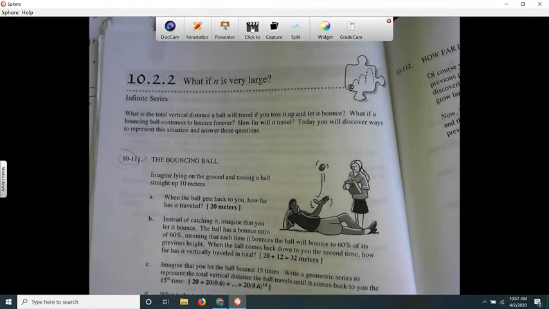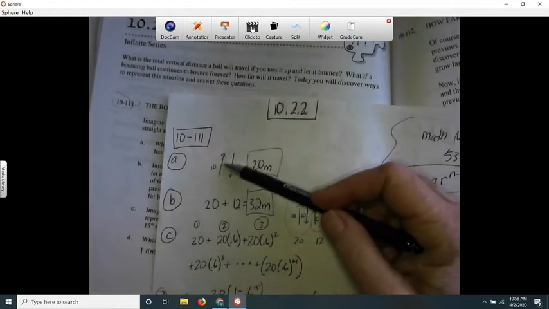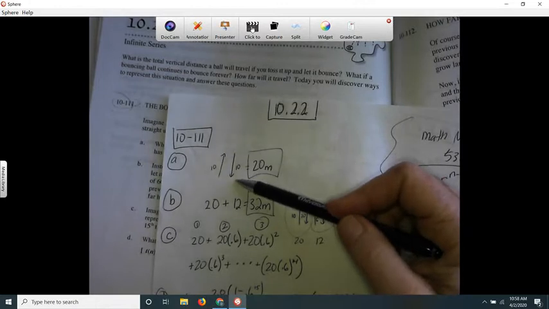So imagine you're lying on the ground and tossing a ball straight up 10 meters. When the ball gets back to you, how far has it traveled? Well, it had to go up by 10, but it had to come down by 10, so 20.